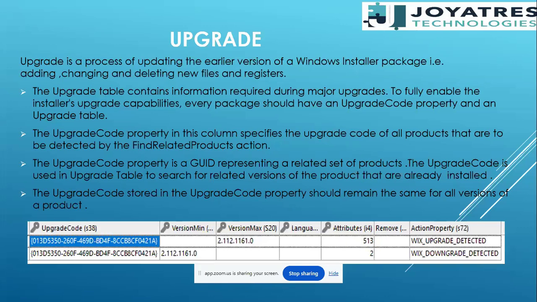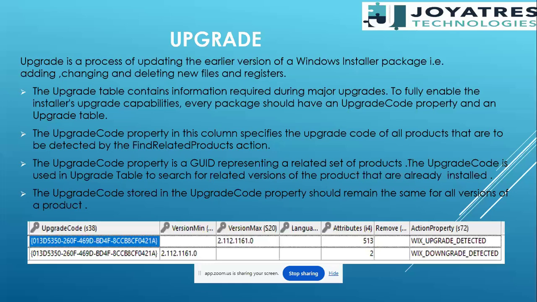So this is one way that yes, it is possible. Very simple thing that we can upgrade our application from the older version to the newer version. Upgrade is a process of updating the earlier version of a Windows installer package, that is adding, changing, deleting new files and registries. So you are going to upgrade the application from the older version to the newer version. In that case, maybe you are going to add a few files, or replace or modify or delete some files and registries. So that is basically the process of upgrading it.